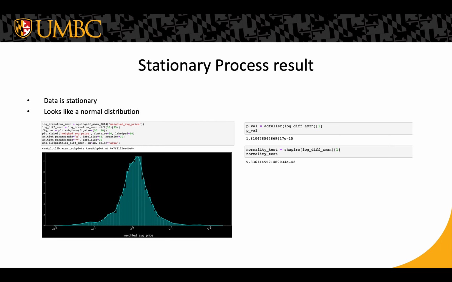However, even though the data set itself looks normally distributed, I still ran a normality test with a Shapiro-Wilk test. The p-value of this test is 5 point something times 10 to the negative 42. That indicates the time series is not normally distributed, because less than 0.05 rejects my null hypothesis, which is that the data set should be normally distributed.